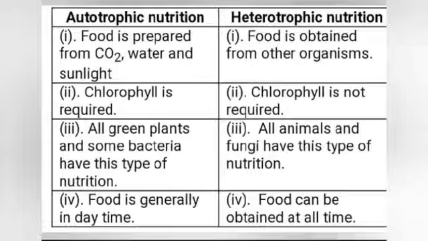In autotrophic nutrition chlorophyll is required; in heterotrophic nutrition chlorophyll is not required. Autotrophic: all green plants and some bacteria have this type of nutrition. Heterotrophic: all animals and fungi have this type of nutrition. Autotrophic food is generally prepared in the daytime. Heterotrophic food can be obtained at all times.